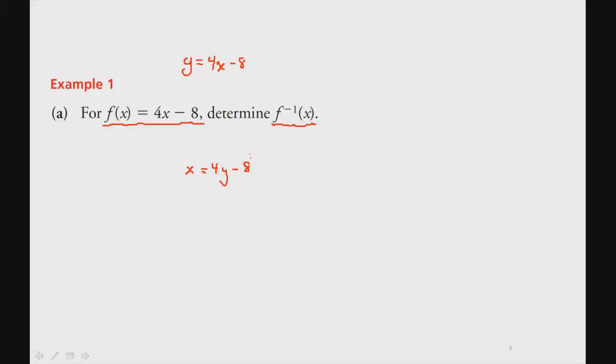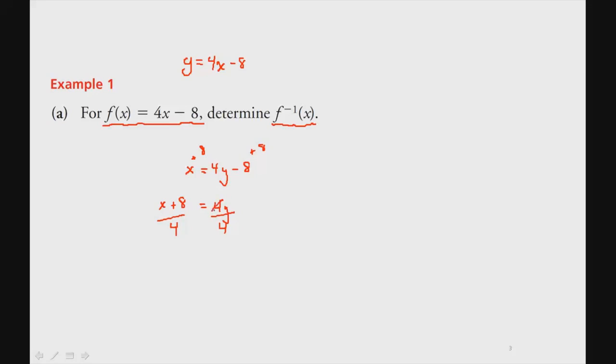So the first thing that we would do is we would add 8 to this side and add 8 to this side. And we would get 4y is equal to x plus 8. Then the next thing I need to do is I need to get rid of this 4, so I have my y by itself. So I'm going to divide both sides by 4.